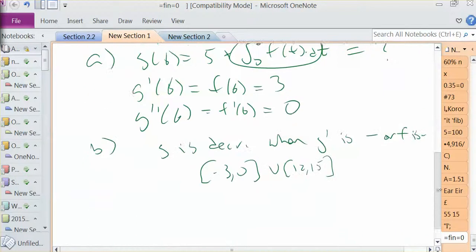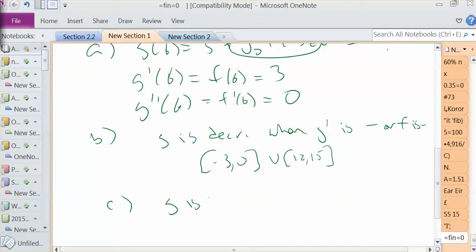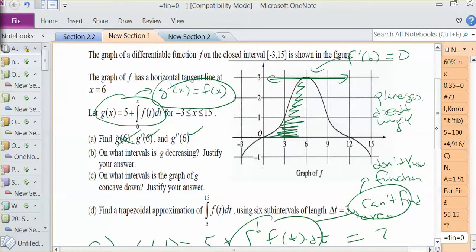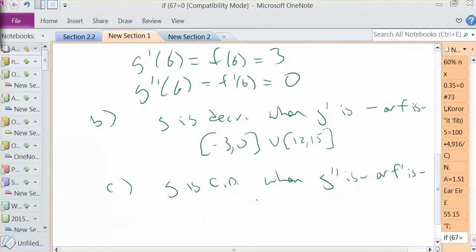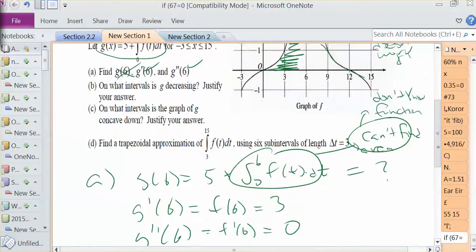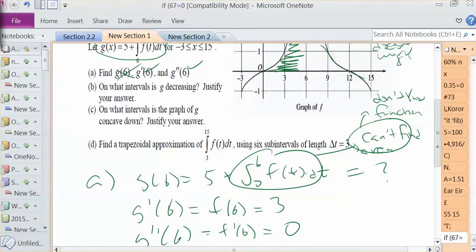And then what intervals is it concave down? So g is concave down when g double prime is negative, or f prime is negative. Well, f prime is going to be negative when you have tangent lines of negative slope, which looks like it's going to start happening from 6 to 15. So that's from 6 to 15. Whether we do open or closed, I'm not going to really care because AP just tells you to use an open interval, so I'm not going to really care so much about that.